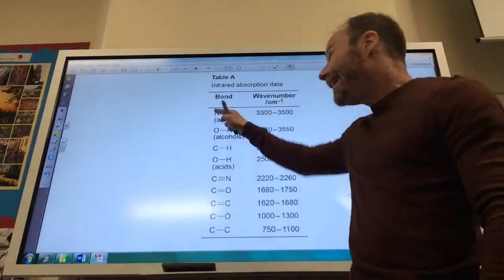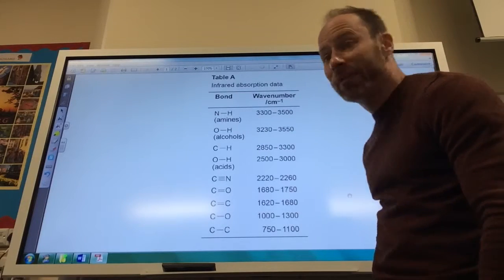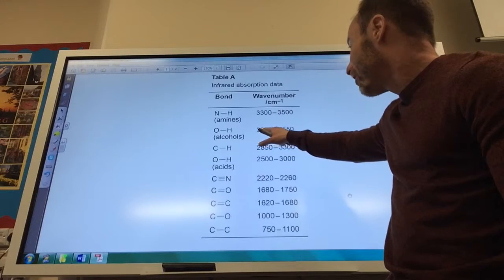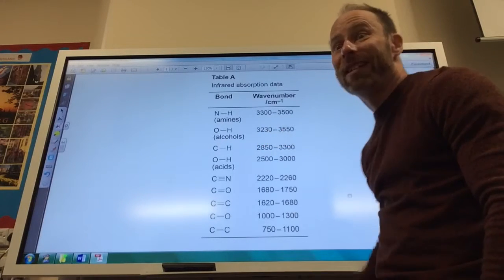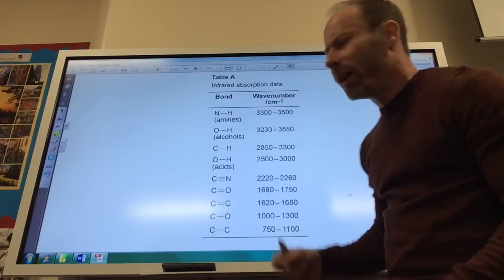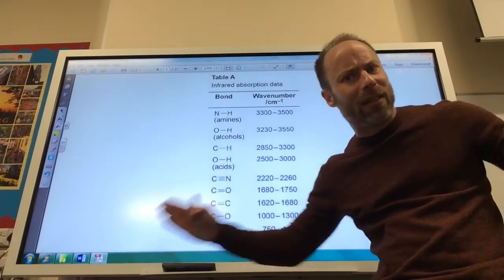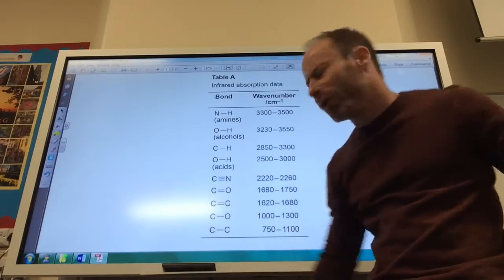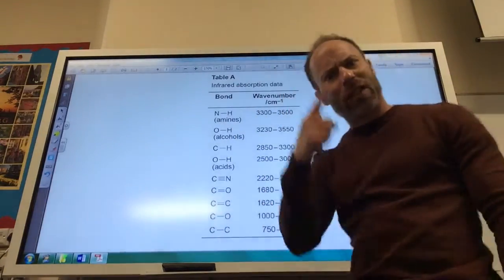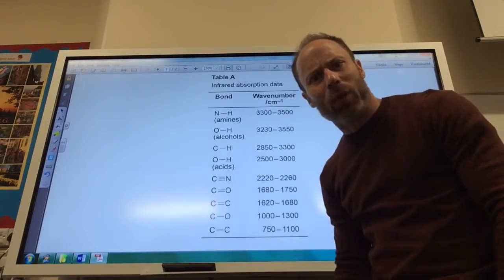So an NH bond absorbs between 3,300 and 3,500 wave numbers. An OH bond absorbs between 3,230 and 3,550 wave numbers. Now, I'm not going to go through all of these, but hopefully you can see they're all quite spread out across the frequencies that we use. So when I see one of those big dips, I can just look at where that dip is, look at the frequency, check against this, and that will tell me the bond that I've got.